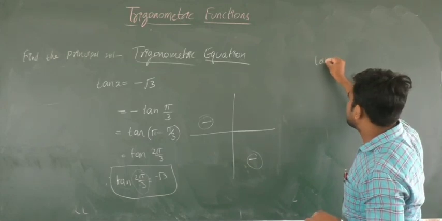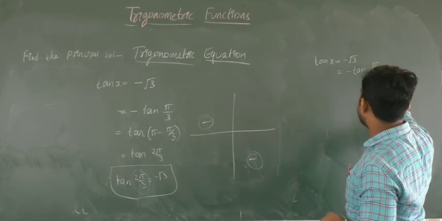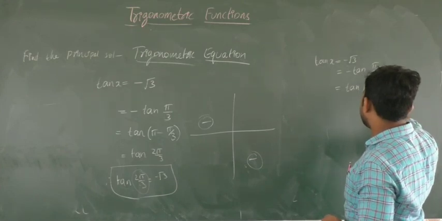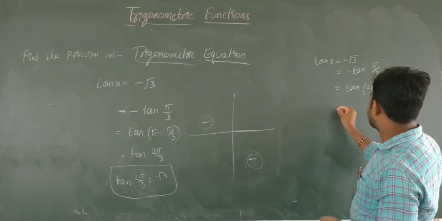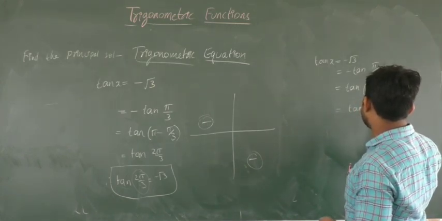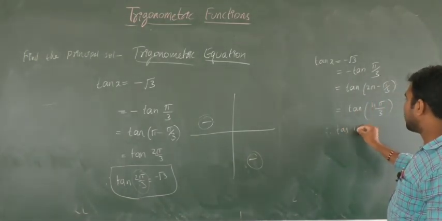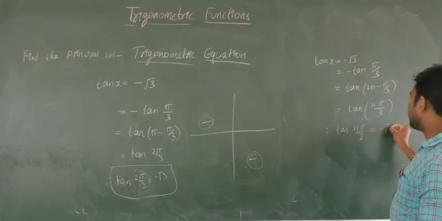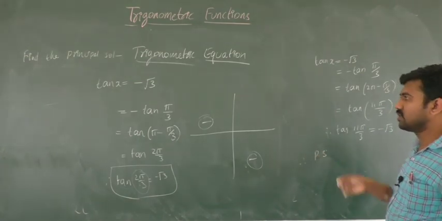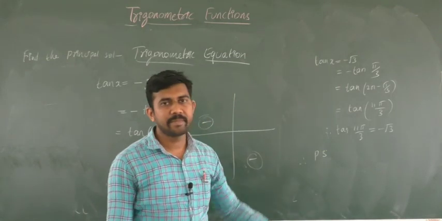Another solution, how can we find? See, tan x is equal to minus root 3. This is nothing but minus tan pi by 3. In the fourth quadrant, this can be written as tan 2 pi minus pi by 3. Taking the LCM, we will get 11 pi by 3. So we can say tan 11 pi by 3 is equal to minus root 3. Therefore, the principal solutions of tan x is equal to minus root 3 are 2 pi by 3 and 11 pi by 3.